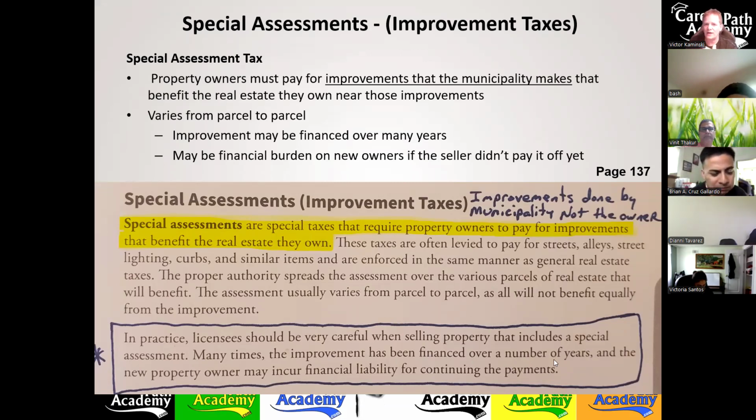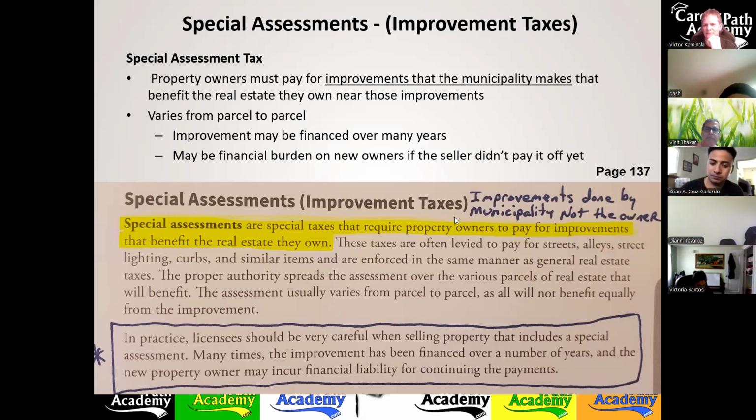So when we get a listing, we really need to ask the owner, are there any outstanding special assessments that haven't been paid off yet? This is actually even a checkbox now. It's a section on the sales contracts that we actually use now. Are there any special assessments that have not yet been paid or that are outstanding? That's included in our standard sales contracts.